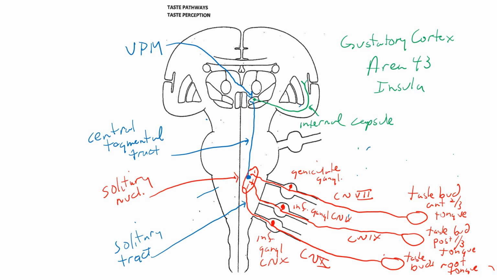For testing purposes, you will only be asked to draw one of the first neurons in the system. In other words, the question will be worded in such a way that you will be drawing from either anterior 2/3 or posterior 1/3 or root of the tongue.